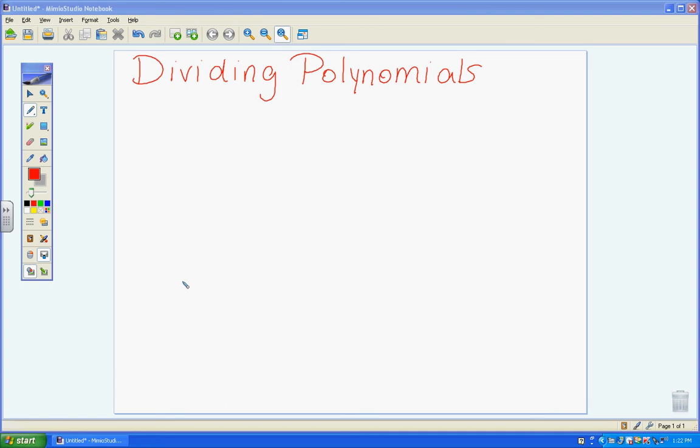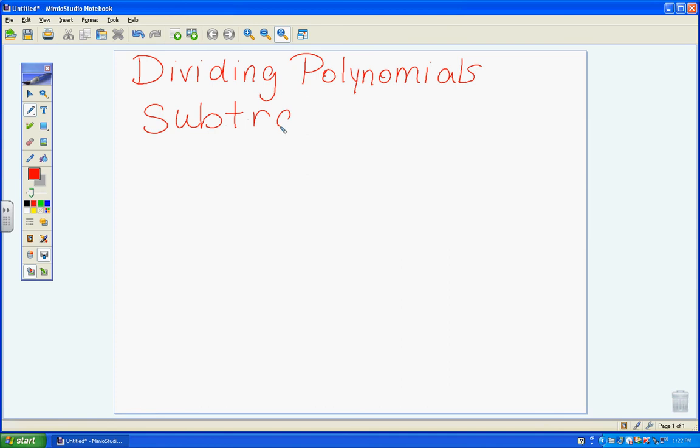So dividing polynomials. Here's the rule. Well, first of all, when we were multiplying them, what did we have to do with our exponents? So what do you think you're going to do when you're dividing? Because they're opposites, right? So dividing with polynomials, you're going to subtract your exponents.